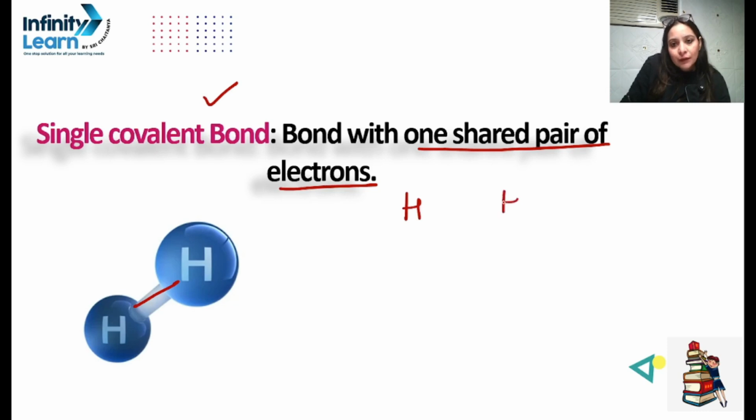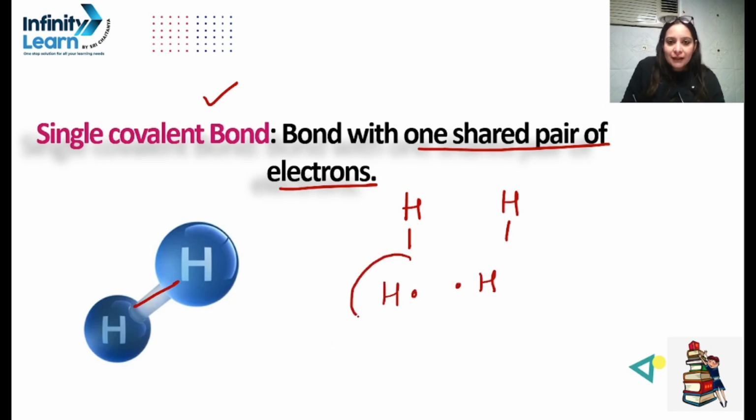Hydrogen. You know that in hydrogen, the atomic number is 1 and the configuration is also 1. And for hydrogen, it is the duplet rule, that is the tendency to have two electrons in its first shell. Now, we can show this one electron as this. So, this hydrogen has its 1 and it will share the 1 from the other. In the same way, this hydrogen will do.